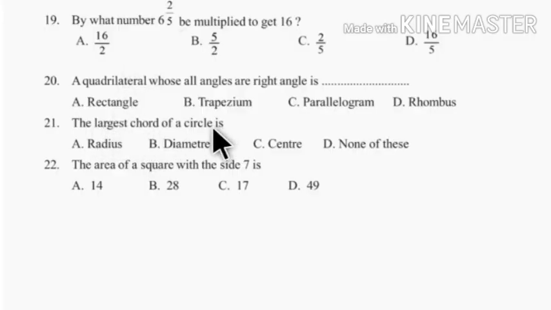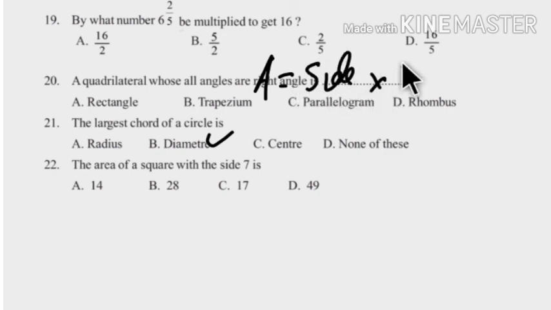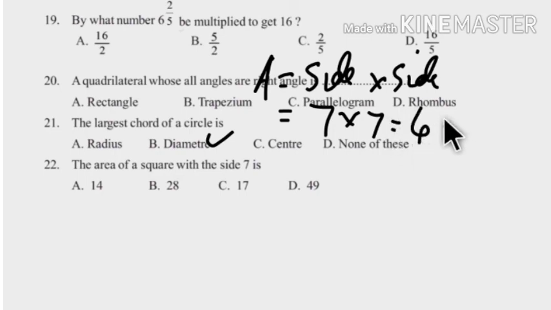Largest chord of a circle is the diameter. Diameter is the largest chord of a circle. Area of a square with side 7 centimeter. We know the equation for finding the area of a square. Area is equal to side times side. Here the side is 7 centimeter. 7 times 7 is equal to 49 centimeter square. Here actually no unit, so 49 is the answer.